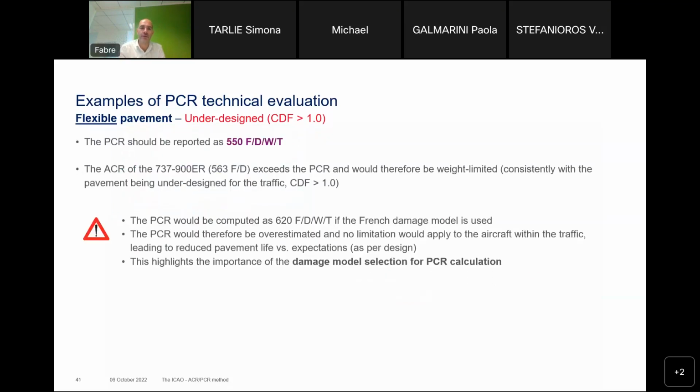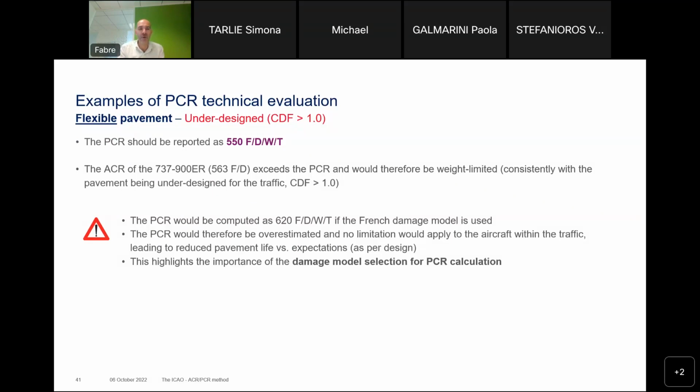For the reports, okay. So obviously the CDF was greater than one. So it means that the 737 ACR, which is about 563 on flexible D pavements, exceeds the reported PCR and would therefore be weight limited, which is consistent with the fact that we have a CDF greater than one.